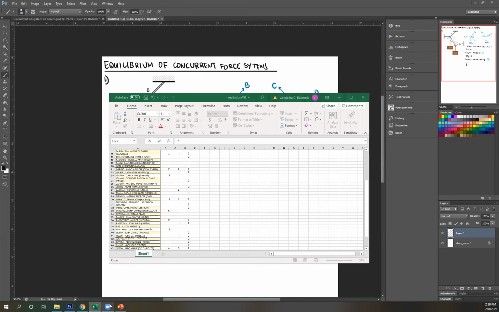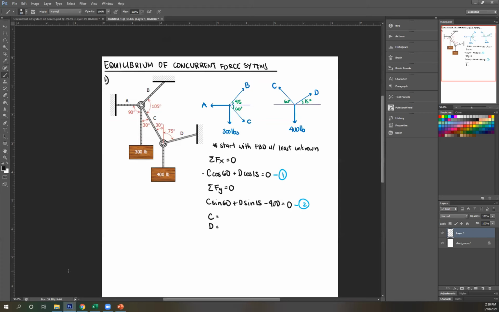So, no, incorrect. Make sure your sign is correct. Or again, you can solve it manually if you don't want to use a calculator.